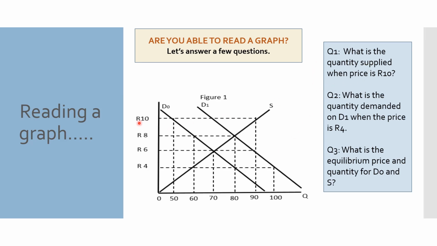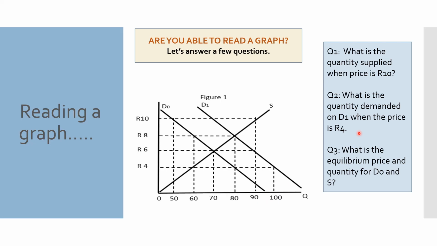All right, so let's go into 10 Rand. We go across, all the way to your supply curve, and then you drop it down. The quantity supplied at a price of 10 Rand is 90 units. All right, very straightforward, but you've got to read carefully and accurately.